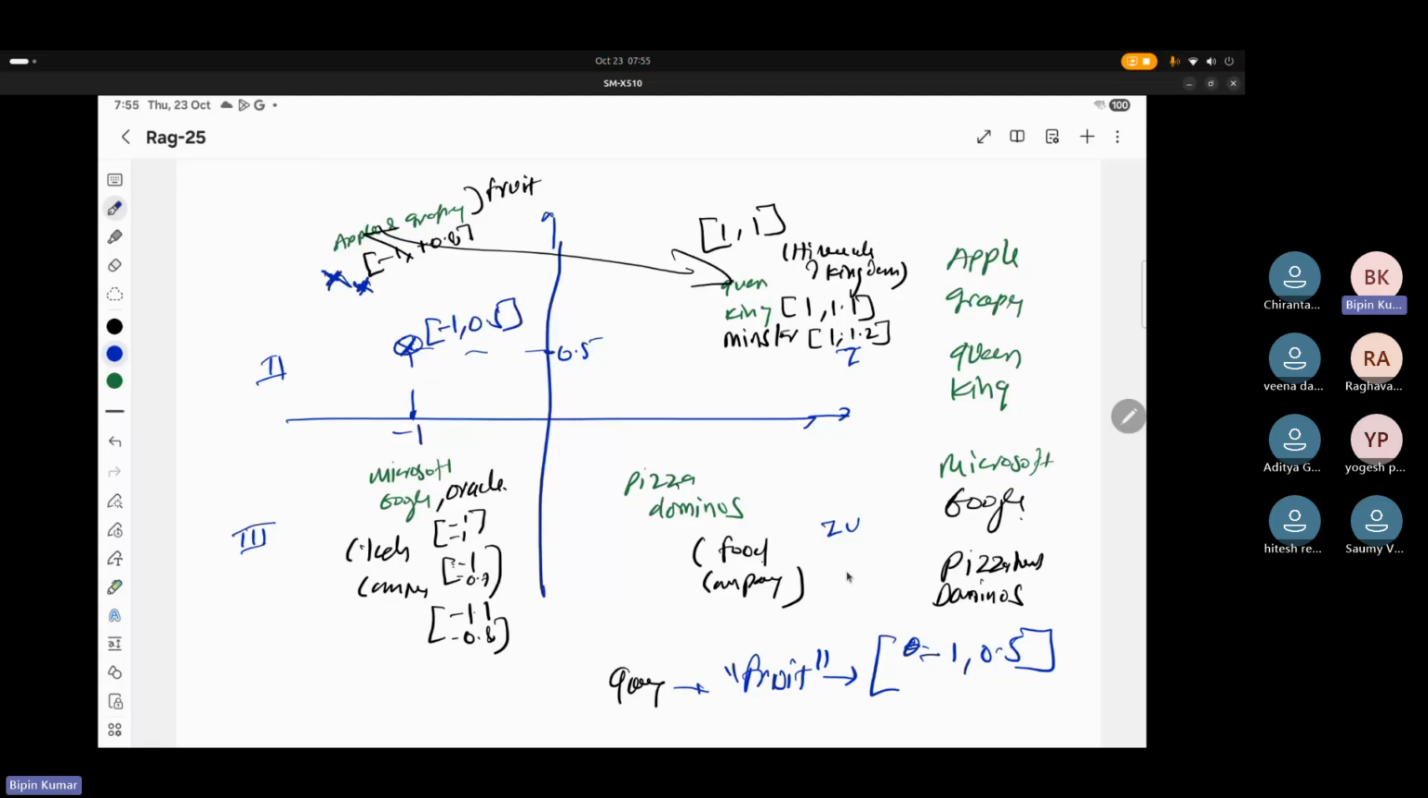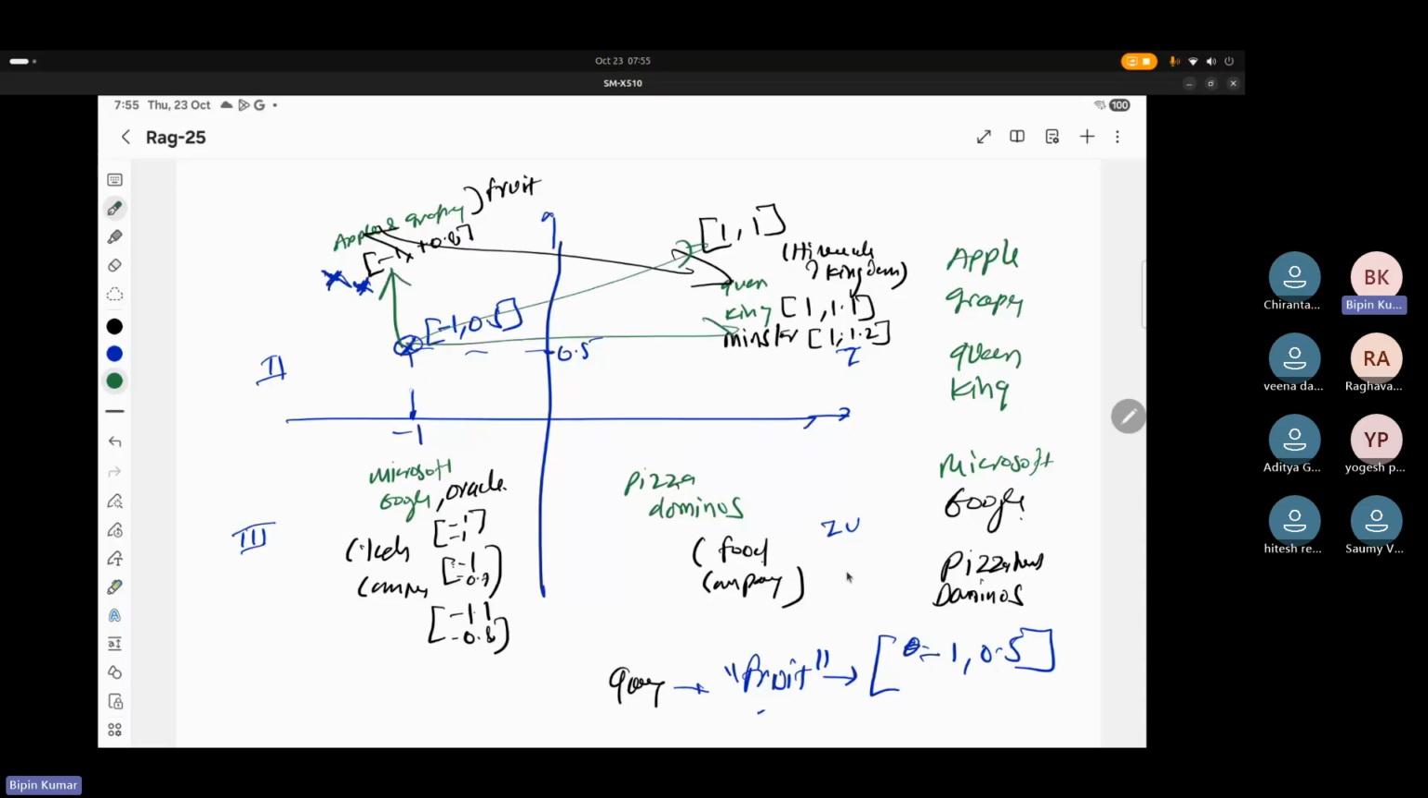Now this is a query, so I want to find the relevant document based on the query. So I will calculate the distance. Okay, so which is closer to this. So it will calculate this distance, this distance.